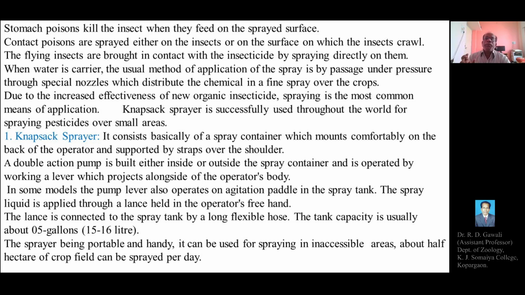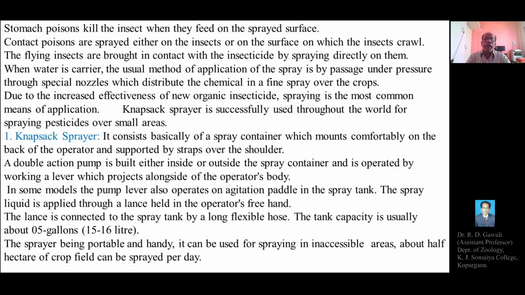A double action pump is built either inside or outside the spray container and is operated by a working lever which projects alongside one side of the operator's body. In some models, the pump lever also operates an agitation paddle in the spray tank.